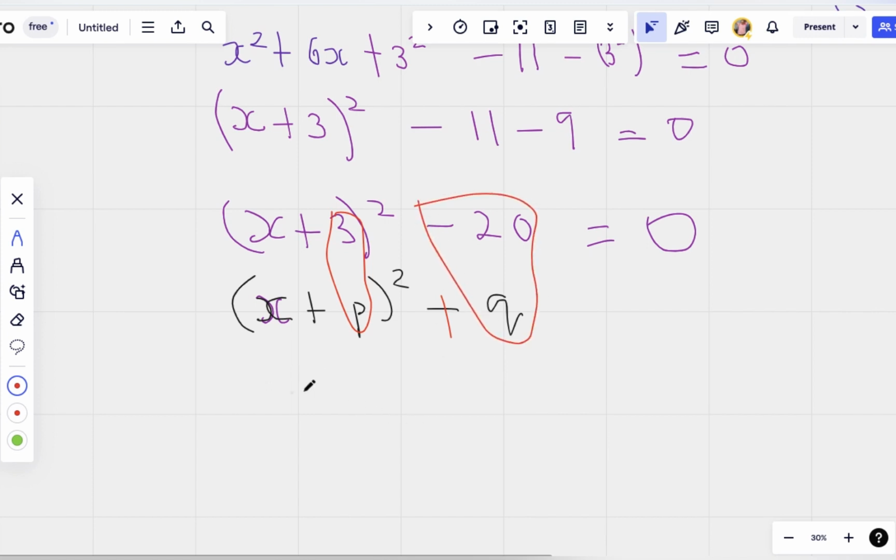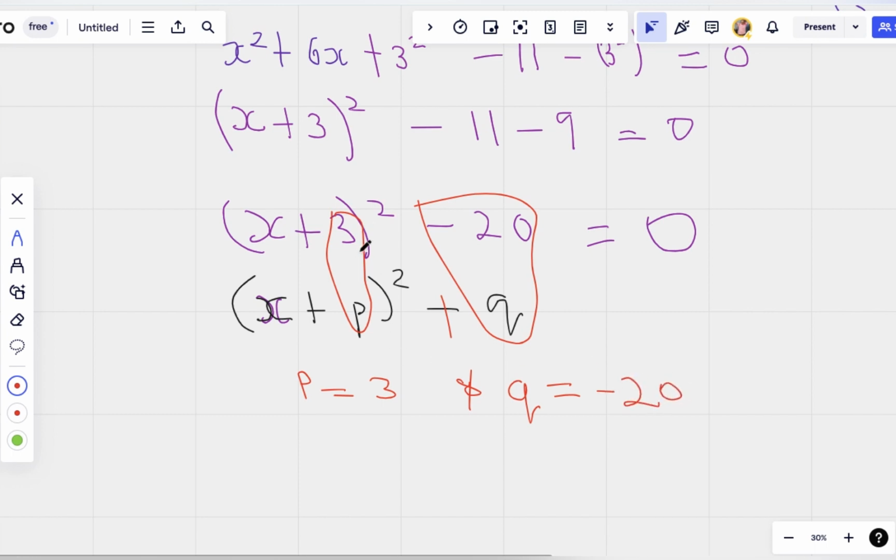So in the exam, they ask you what is P, what is Q. So you simply say P equal to 3. But if here was negative, you say P equal to negative 3. But in this case, P is 3. So you say P is 3 and Q equal to negative 20. With regards to this question, Q equals negative 20.